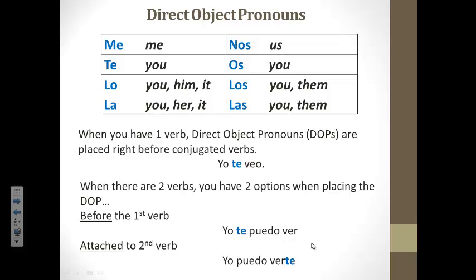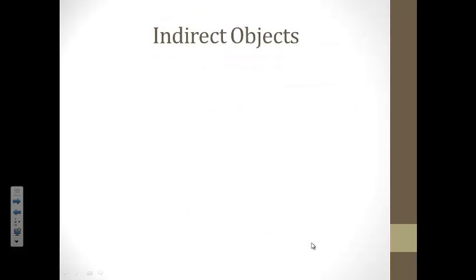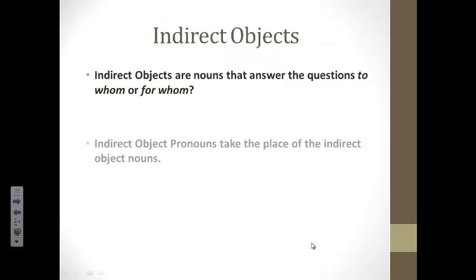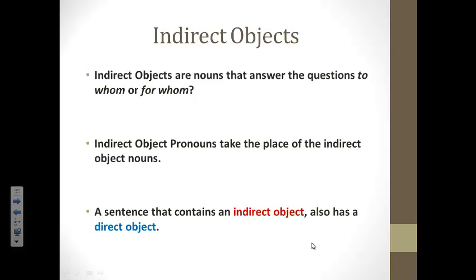Okay, let's move down to indirect object pronouns. Indirect objects, they answer the questions to whom or for whom. Okay, so let's look at this example in green. She writes a letter to John. Who's she writing to? She's writing to John. So John is your indirect object. A little trick for finding the indirect object is that many times in English the word to or for is right before what is your indirect object.